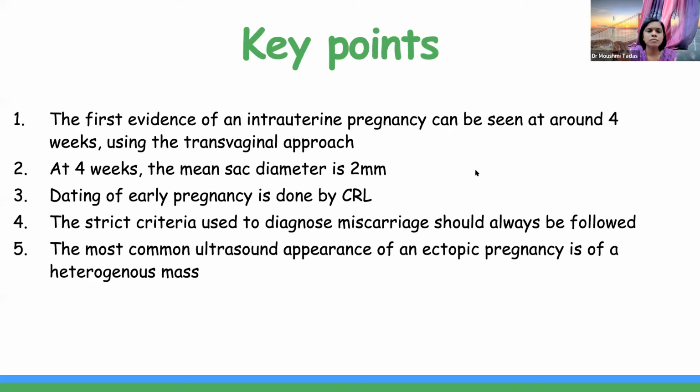So dating of pregnancy is done by CRL in the early pregnancy, and we all know the variability is very less in the early gestation. So by using a CRL, the variability is only 5 days in this gestation. So this will be the accurate method to date the pregnancy.